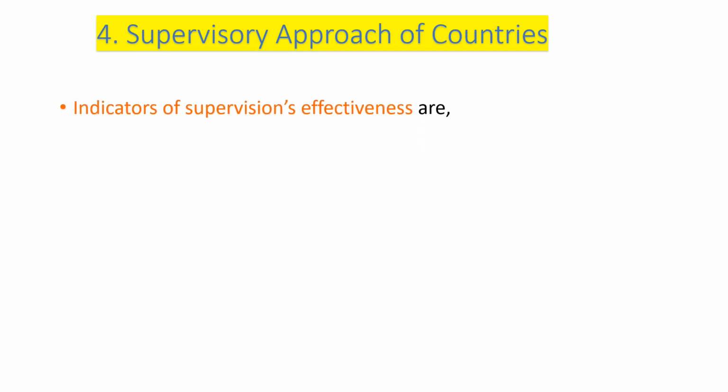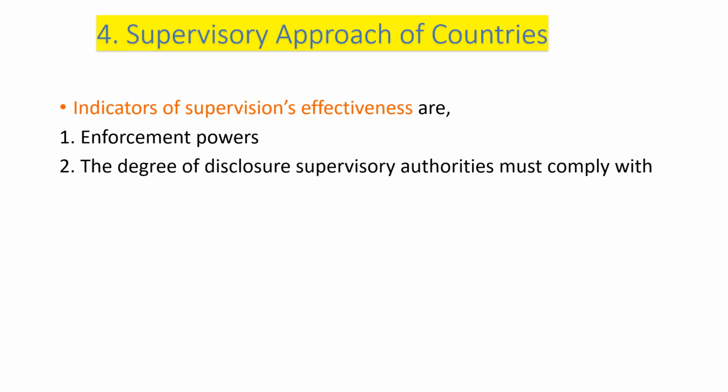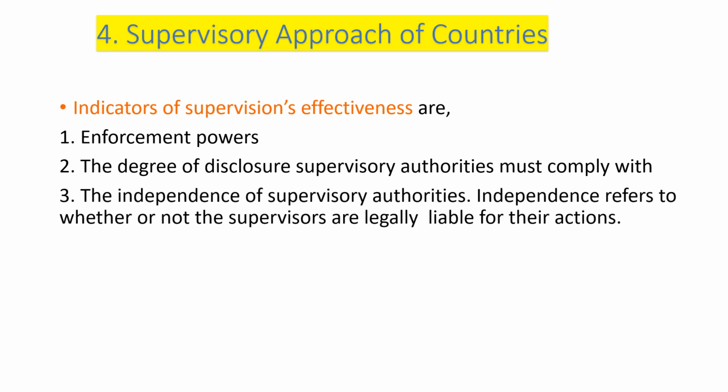Indicators of supervision's effectiveness are: first, enforcement powers. Second, the degree of disclosure supervisory authorities must comply with. Third, the independence of supervisory authorities. Independence refers to whether or not the supervisors are legally liable for their actions.